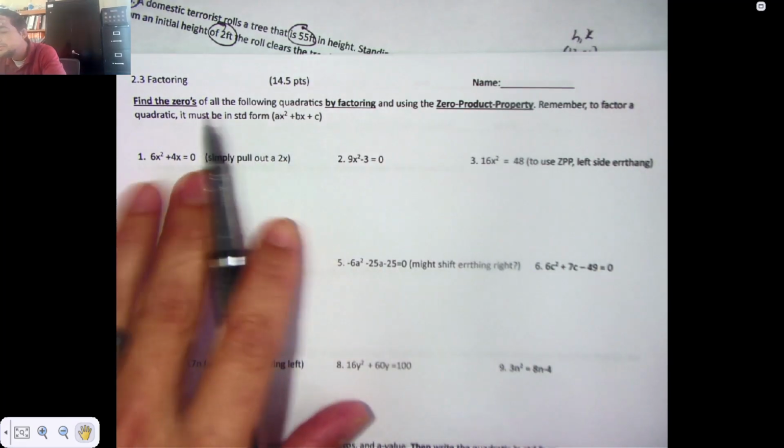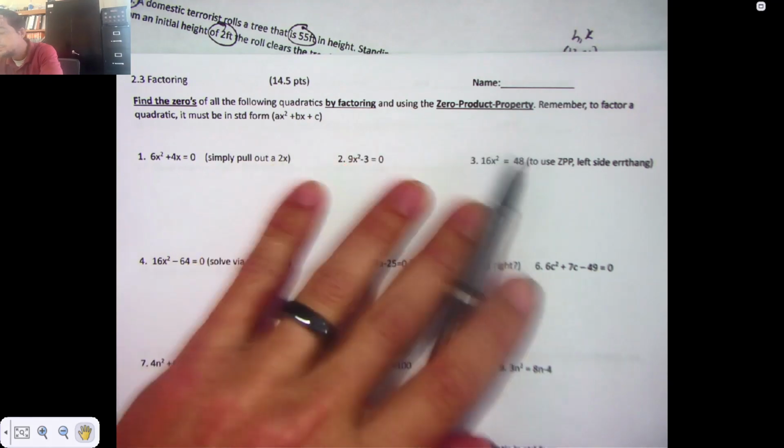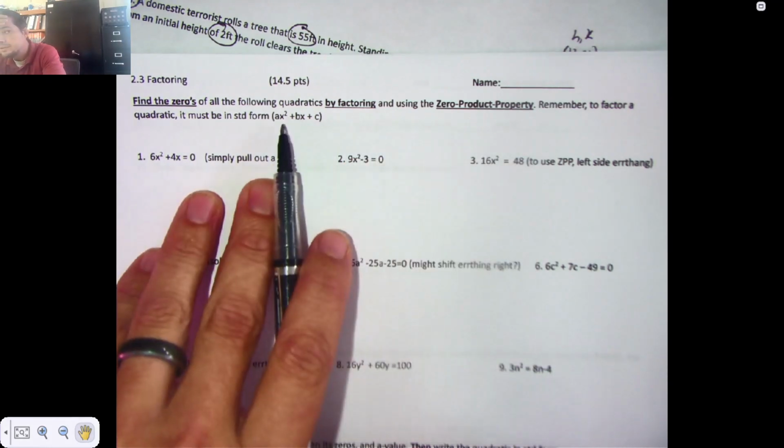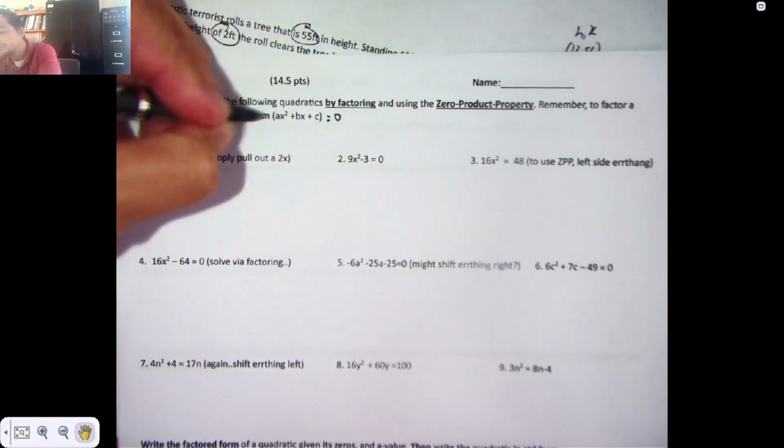You're supposed to find all the zeros by factoring. It has to be by factoring and using the zero product property. That's what ZPP stands for. And everything has to be in the form ax squared plus bx plus c equals 0. 0 can be on the right or the left, doesn't matter.